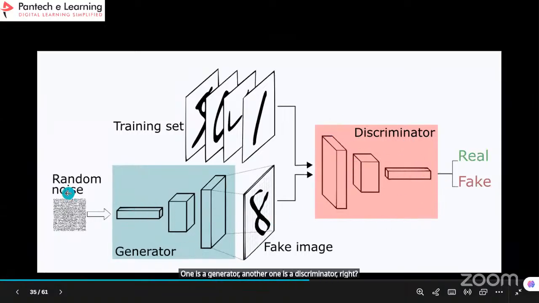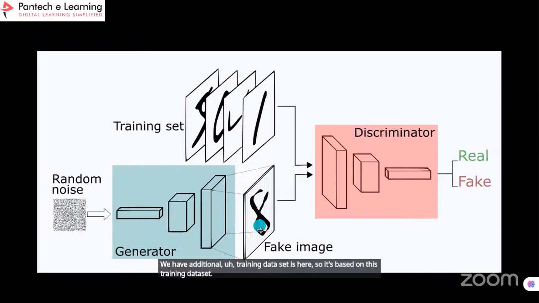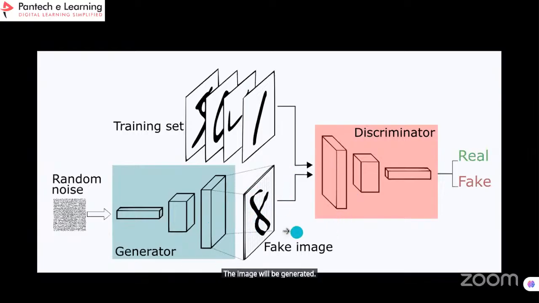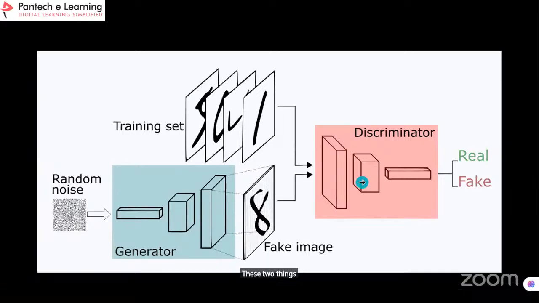First of all, we give one kind of data to the generator model. We have an additional training data set here. Based on this training data set, the fake image will be generated. The discriminator will identify with both. The training set is also there, and the fake is compared with these two things to decide whether this is a real one or a fake one.